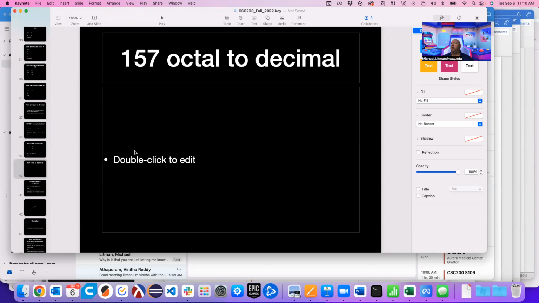And I don't care if you call them all digits, but officially a 0 or 1 is a bit. A 0, 1, 2, 3, 4, 5, 6, 7 for octal is an octet. Decimal, these are digits. Hexadecimal, they are hextets. Those are the official mathy names for individual characters in those languages. So convert 157 octal to decimal.